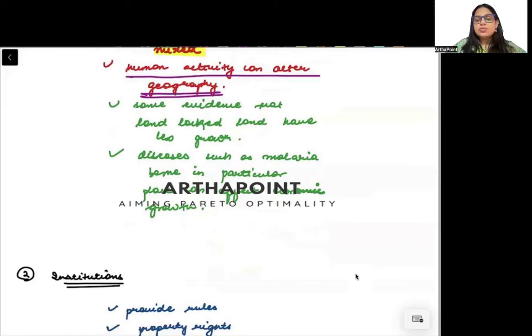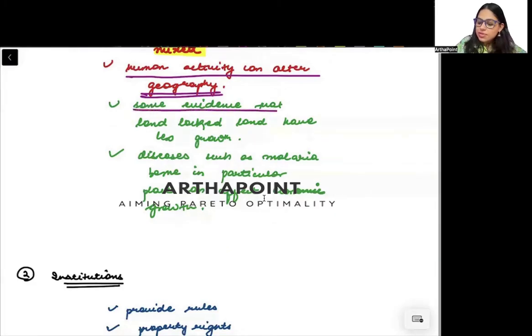So, for example, humans can harm the environment. They can do something good for the environment. So humans can also impact the geography.